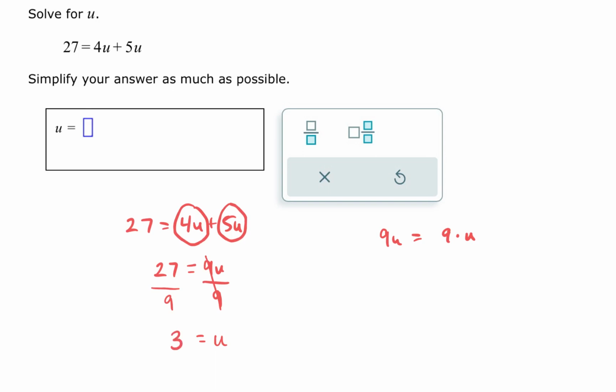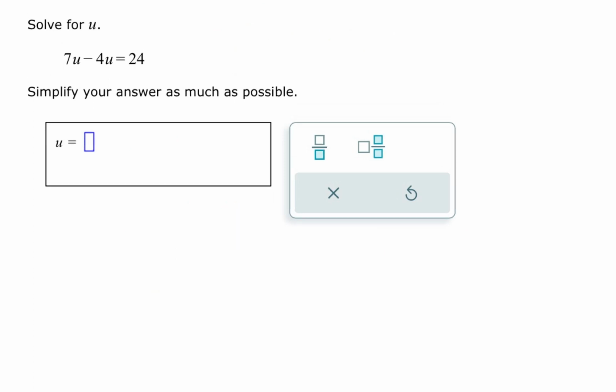Anytime you do a problem like this, go back to your original equation and substitute the value you get for your variable, in this case 3, to check to make sure you didn't make a mistake. Oops, this was a 3, not a u. So now I'm going to go ahead and multiply this out. 4 times 3 is 12. 5 times 3 is 15, and 12 plus 15 does equal 27, so we've confirmed u equals 3.